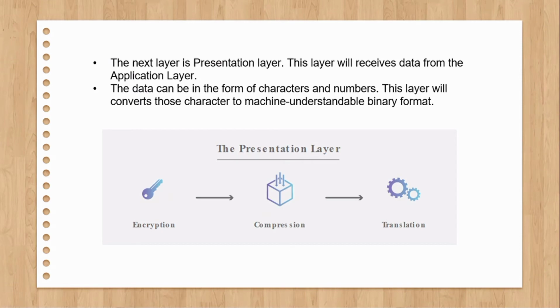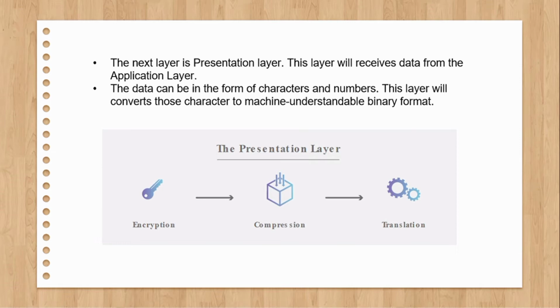The next layer is the presentation layer. This layer will receive data from the application layer. The data can be in the form of characters and numbers. This layer will convert those characters to machine-understandable binary format. This layer will also compress the data to reduce the number of bits of the original data. Thus, it can reach the server faster since the size is reduced.